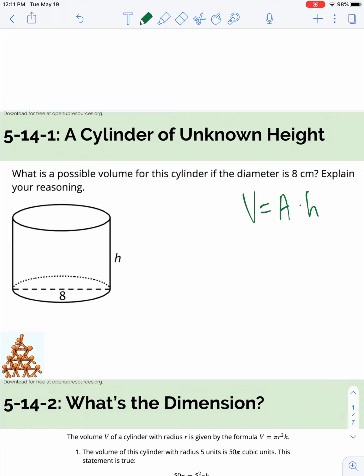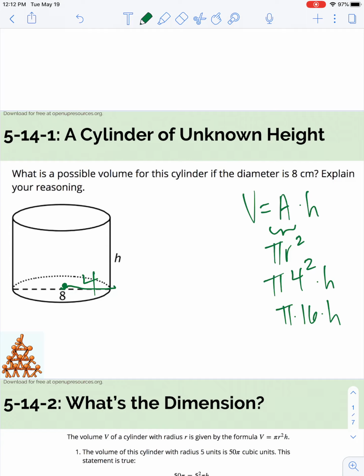In this case, we don't know the height, so that's something that might make it a little confusing. But we know the diameter is 8, which means the radius from here to here would be 4, because that's half of 8. So we could say, this area is just pi r squared. So pi 4 squared times height. So pi times 16 times height.